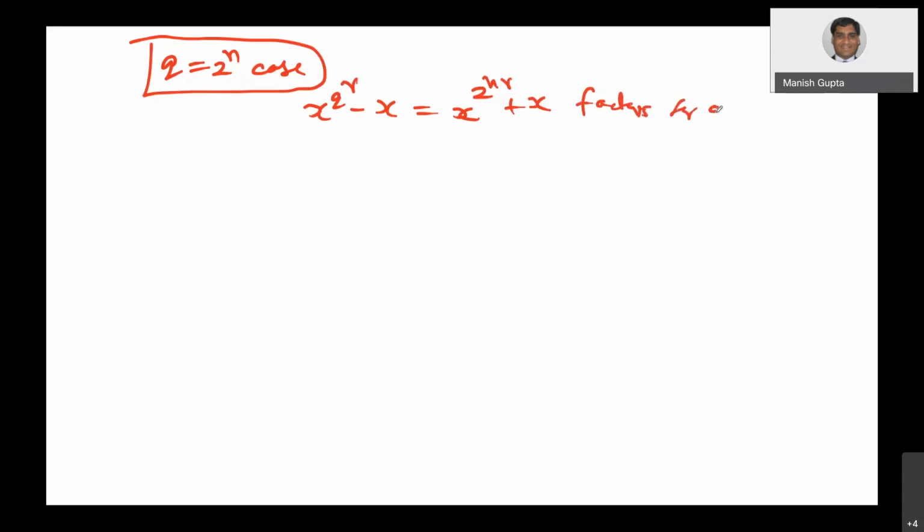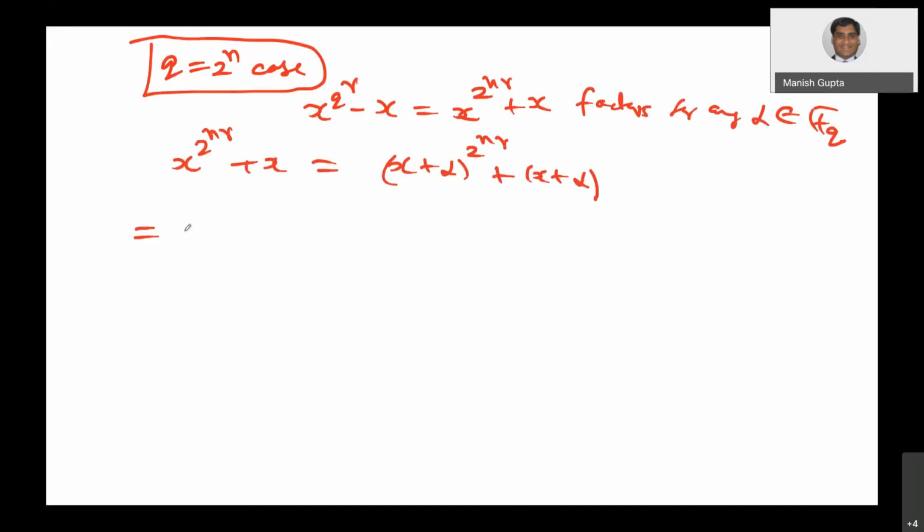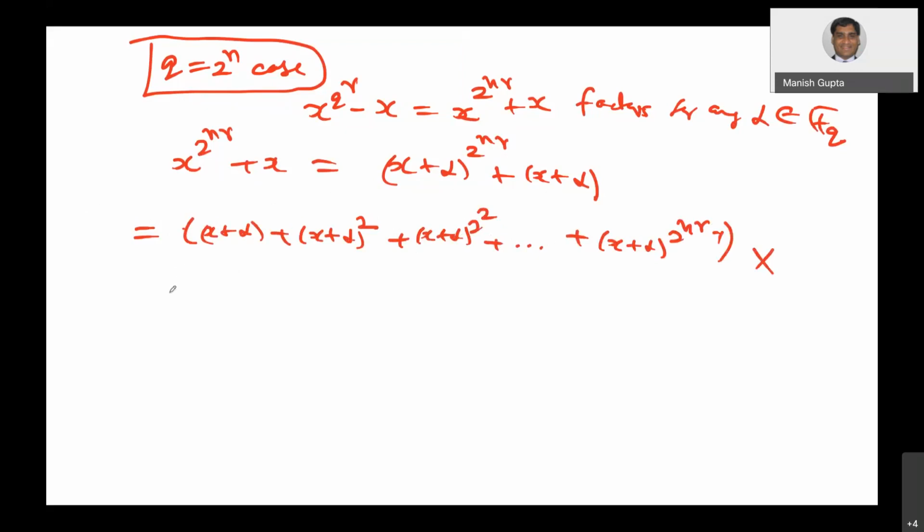Factors for any alpha in Fq: x raised to power 2 raised to power nr plus x is equal to (x plus alpha) raised to power 2 raised to power nr plus (x plus alpha). So we can write it as (x plus alpha) plus (x plus alpha) squared plus (x plus alpha) raised to power 2 squared, and so on, plus (x plus alpha) raised to power 2 raised to power nr minus 1, into 1 plus (x plus alpha), whole square, plus (x plus alpha) 2 square, and so on, (x plus alpha) raised to power 2 raised to power nr minus 1.